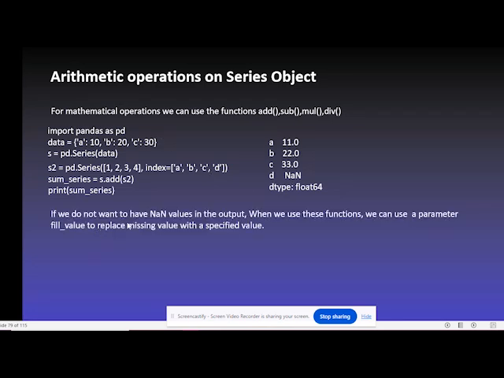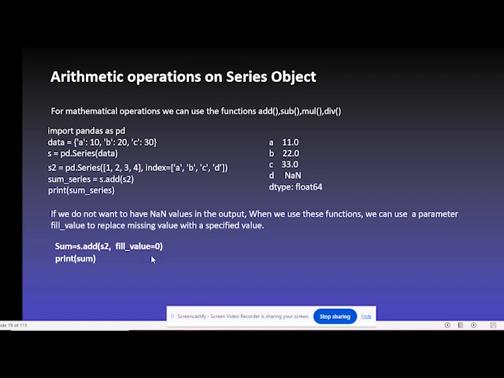If we do not want to have NaN values in the output, when we use these functions, we can use a parameter fill_value to replace missing value with a specified value. See, this fill_value we can use if we don't want NaN values. With fill_value we can replace the NaN value with another value. Here see, sum equal to S dot add of S2. Now another parameter is passed to add function, that is fill_value equal to 0. Now what will happen? If we don't have value at a particular index, then 0 will be the value instead of NaN.